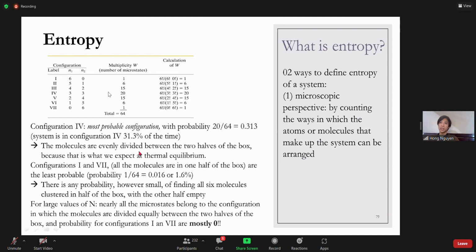Okay, in our system of only 6 molecules, we already see that the probability to find half and half is the highest. Now, if, for example, we have 1 mole, then we will see that nearly all the microstates will belong to configuration 4 here, the configuration in which we find the molecules divided equally between the two halves. And for configurations 1 and 7 here, it will be mostly 0, very close to 0. So the probability will be mostly like nothing.